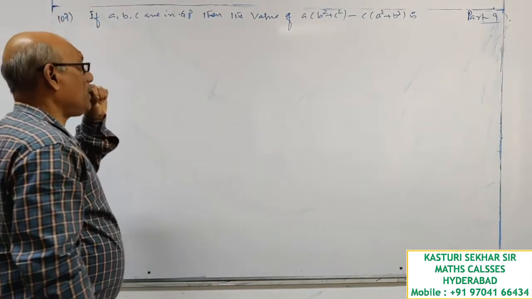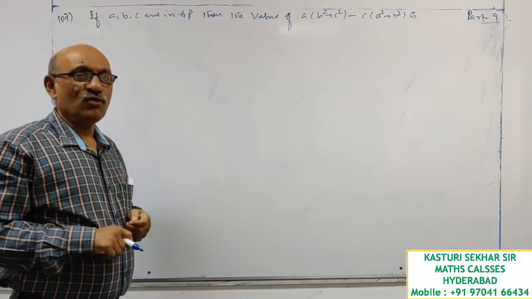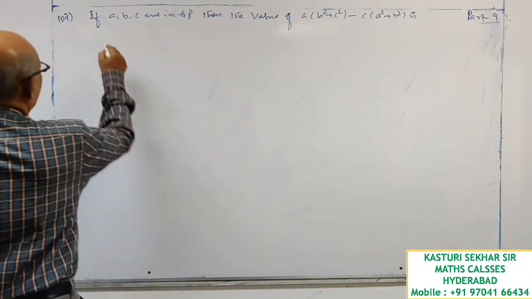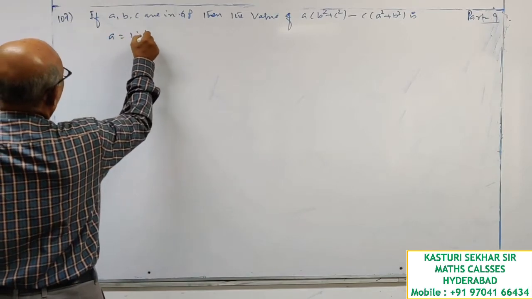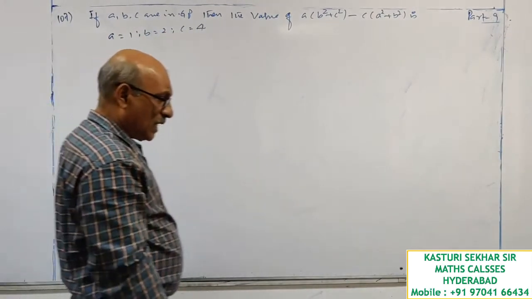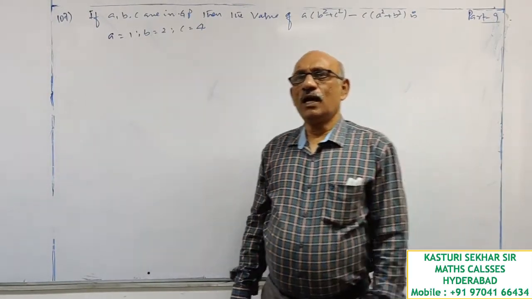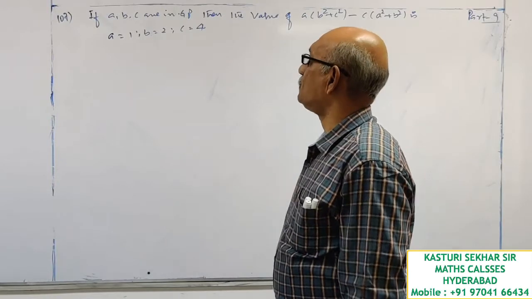For these type of problems we can go for substitution, which means we can assign numerical values. Let us take a is equal to 1, b is equal to 2, c is equal to 4. Common ratio is taken as 2.